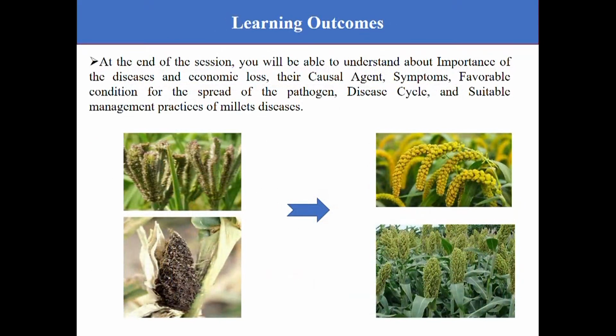Dear learners, at the end of the session you will understand the importance of the major diseases and their economic losses, their causal agent, the symptoms, the favorable conditions that cause the disease and spread it, the pathogens, the disease cycles, and the suitable management practices. You will definitely understand the major diseases and their practices for suitable management and assured yield.